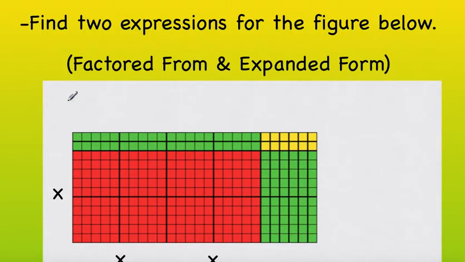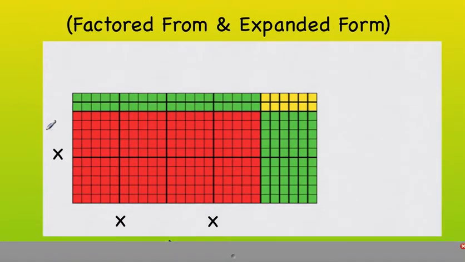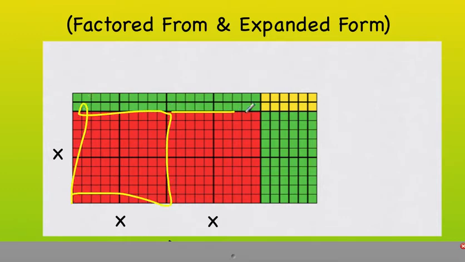The next one's pretty similar. It says find two expressions for the figure below, factored form and expanded form again. It's a little bit different this time, since we have a square here and then another square right next to it. So let's fill in the rest of the information. Down here we have 1, 2, 3, 4, 5, 6. We have 6 again at the bottom, and it looks like we have 2 on this side. Now, knowing that information, let's solve for our areas.